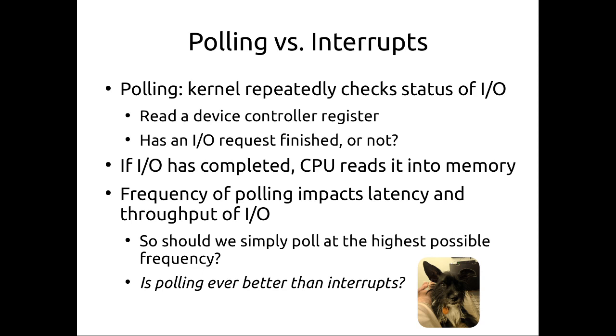But the frequency of polling impacts the latency and throughput of I/O. So latency is the notion that there is a delay between two things, right? And the latency is that delay. So a latency for I/O is a delay between, let's say, when a packet arrives on a networking device and when the OS actually knows that data is available and it has access to the data. So the latency of handling that packet is the difference between those two items. If we use interrupts, the latency for that is very, very low.